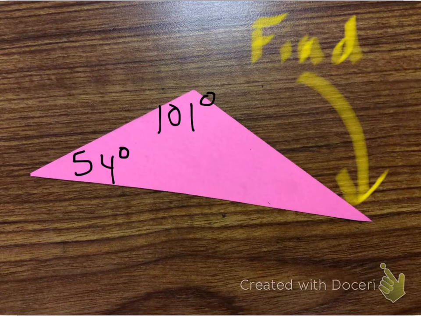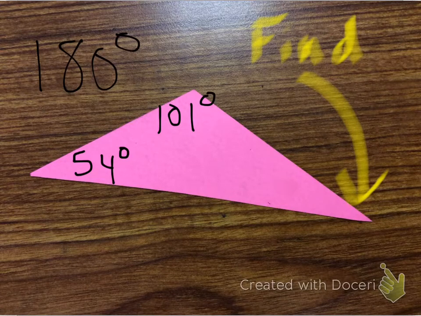Alright, today in class we went over finding the missing angle in a triangle. Alright, so here we've got a triangle. We know two of the angles. Inside a triangle, we know that there are 180 degrees.